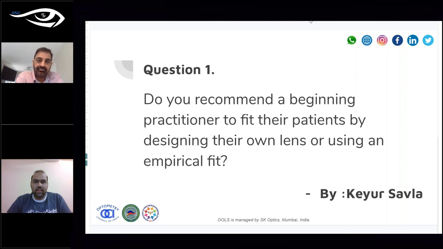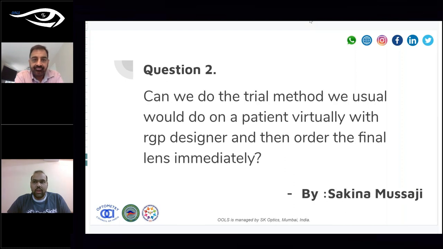Okay. The next question is, can we do the trial lens fitting method, what we used to do on the patient, virtually with RGP Designer software, and then order the lens immediately? Yes, you can do that. I have practiced that way myself with other software too. Originally, I made mistakes when I did empirical fitting. I had a lot of lenses which I collected. And then I thought, hang on, if I'm using the software, I've got those lenses. Why can't I use those and see where I went wrong? So it would help in learning at the same time. So yes, it can be done.